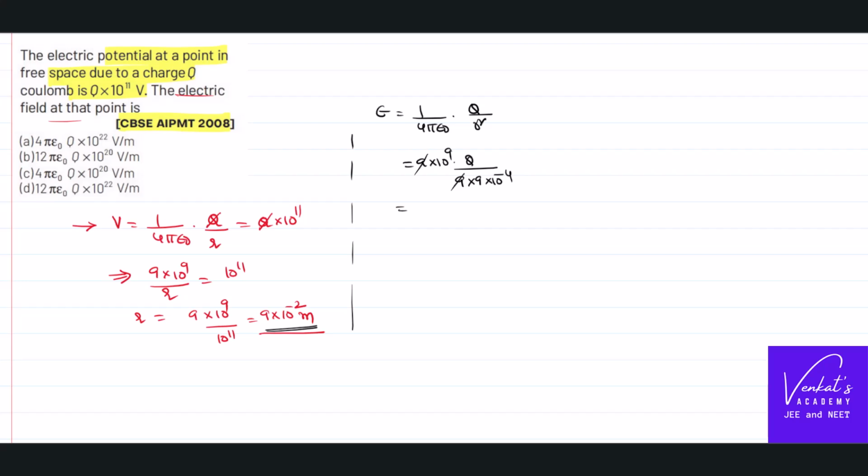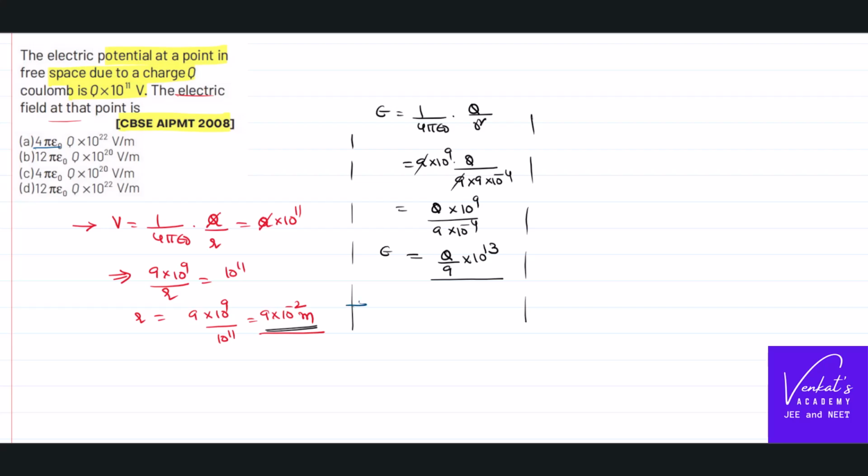What is remaining for the electric field intensity is q into 10 power 9 by 9 into 10 power minus 4. That minus 4 going to the numerator becomes plus 4, that is q by 9 into 10 power plus 13. That is the answer, volt per meter. But unfortunately, we do not have the answer in this format. If you have a look at the answers, you do not have that kind of an option. So, I have to rewrite it in terms of 4 pi epsilon naught.